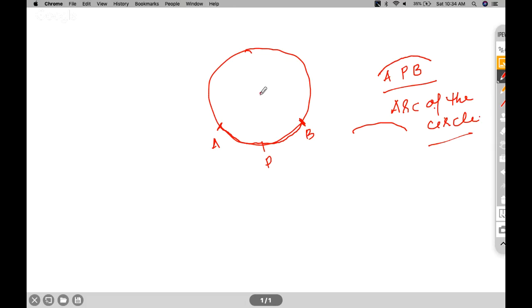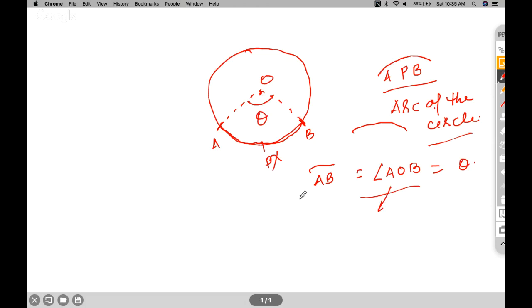Now any arc of the circle makes some angle at the center. So see this arc AB, if I ignore P for some time, is making angle AOB at the center. And suppose I assume this to be theta degrees. So this theta, or angle AOB, is known as the degree measure of an arc.